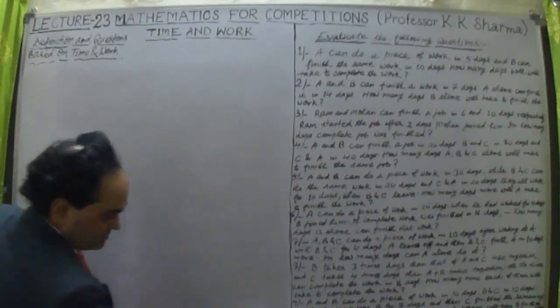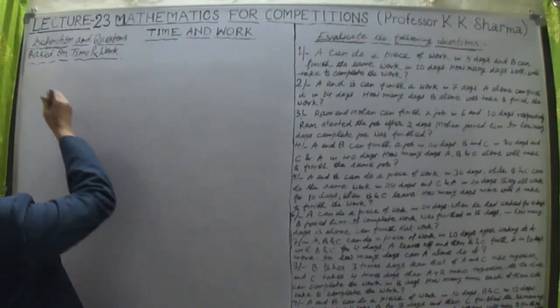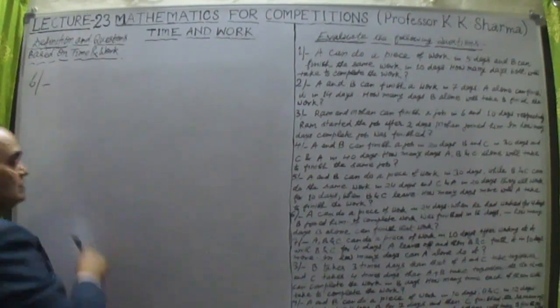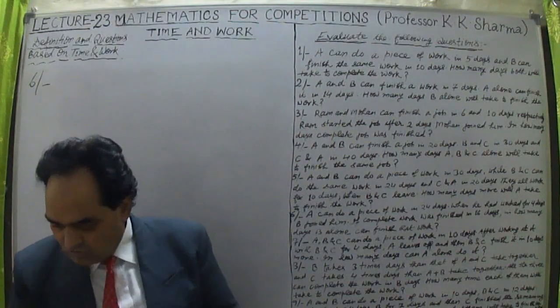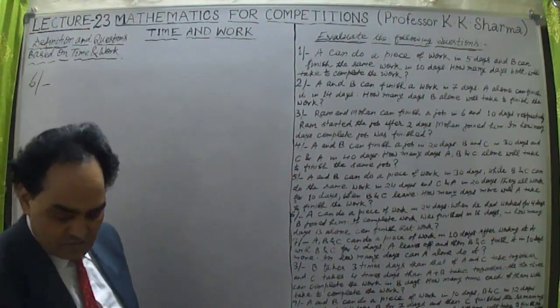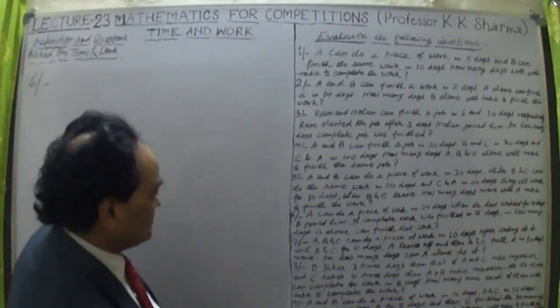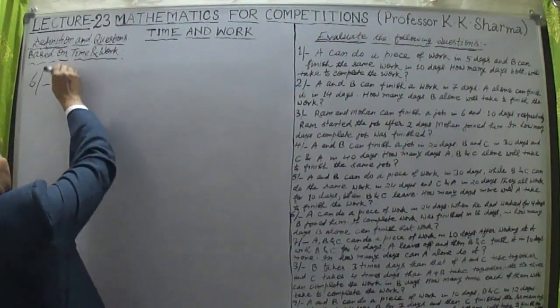Let me talk about question number 6. Now question number 6, let's talk about it. Question 6 says, what is given to us? Okay, let me write here given.